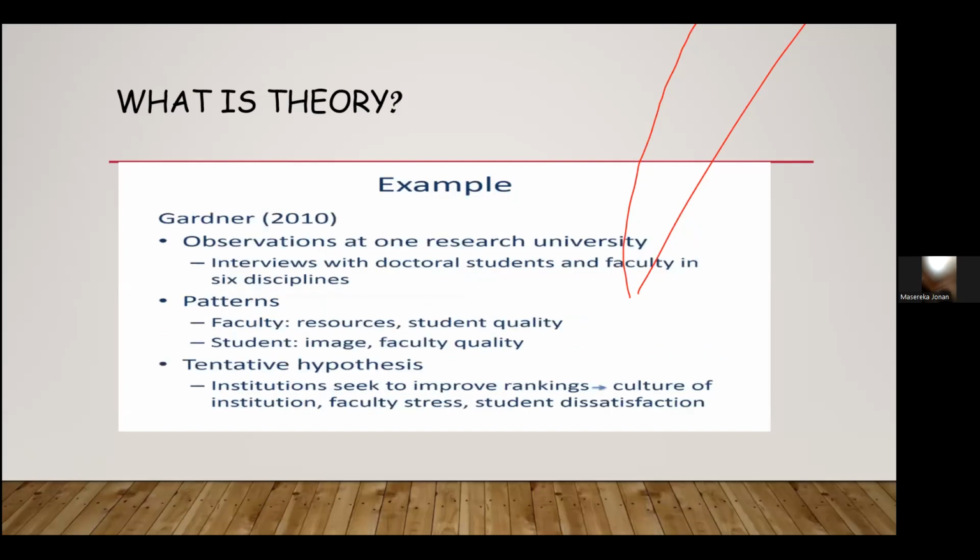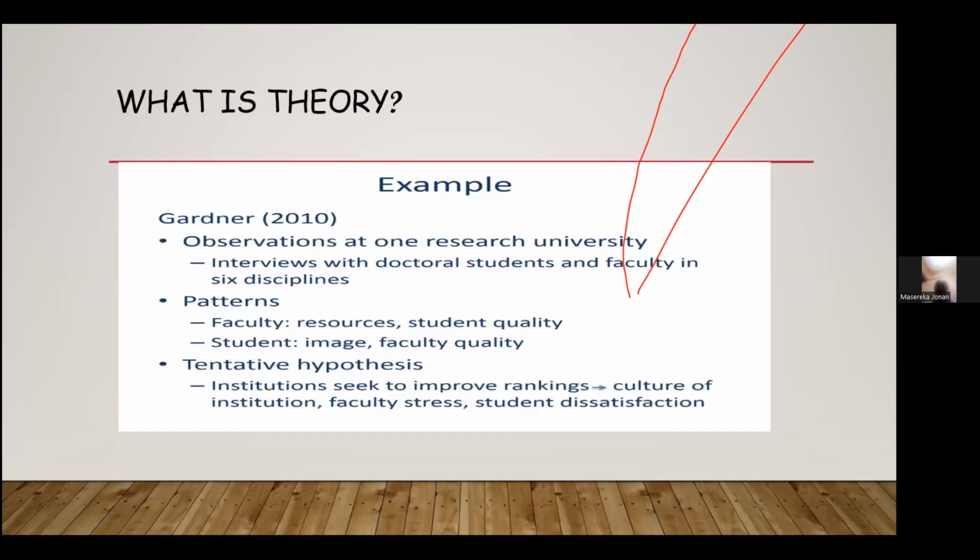Meanwhile, Gardner 2010 investigated somewhat similar topic, the influence of rankings on higher education institutions from a qualitative approach. This study is based on observations at one research university, and researchers collected data from interviews with doctoral students and faculty in 6 disciplines. The researcher then identified the patterns from the data. Rankings make faculty focus on and be dissatisfied with the lack of resources and student quality when they feel pressure to improve their ranking position.